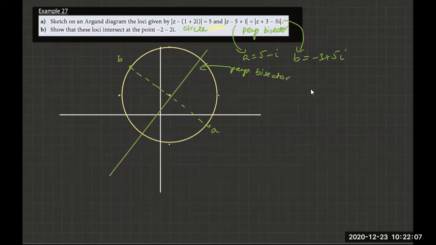Now, I've drawn both loci. Sketch on an Argand diagram the loci given by this. Okay. It's the second part that I was more concerned about in this question. Show that these loci intersect at the point -2 - i. What does that mean? How do I prove that to you? Graphically I can see it.